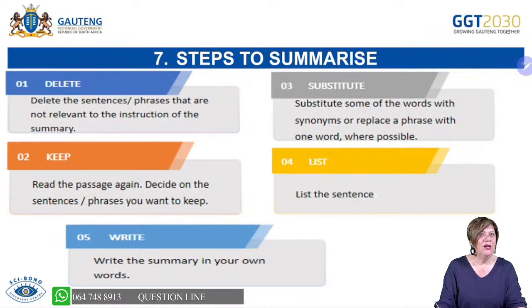Number 2, you need to read the passage again and decide on which sentences you will be keeping in this case. That's step number 2. Step number 3, try to substitute some words or replace a word with a synonym. If you can, change it into passive voice. Step number 4, you need to list your sentences. And then you're ready for the final. Write that final summary. Oh, and remember to count your words.